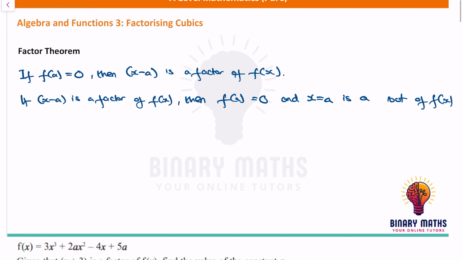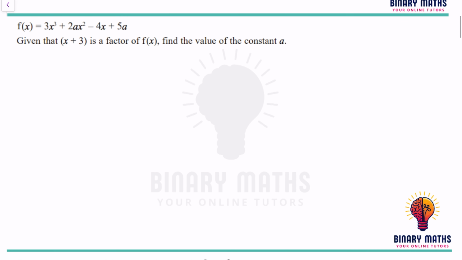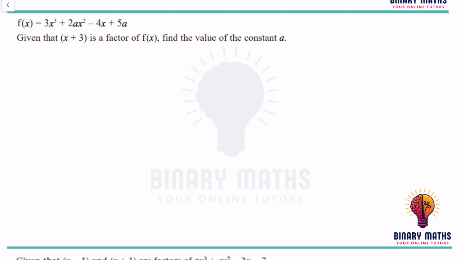So let's apply the factor theorem to some questions. The first thing we have is f of x is equal to 3x cubed plus 2ax squared minus 4x plus 5a. Given that x plus 3 is a factor of f of x, find the value of the constant a. According to the factor theorem, if x plus 3 is a factor of f of x, it implies that f of minus 3 is equal to 0 by the factor theorem.